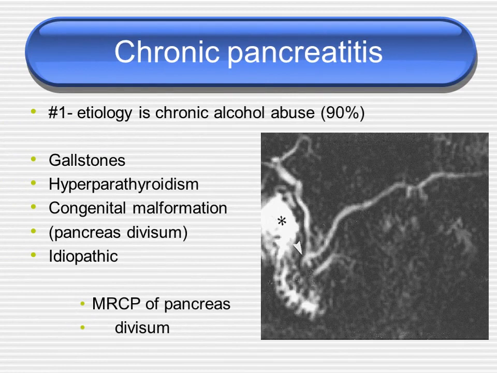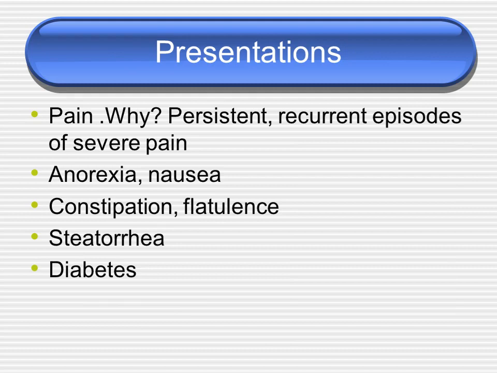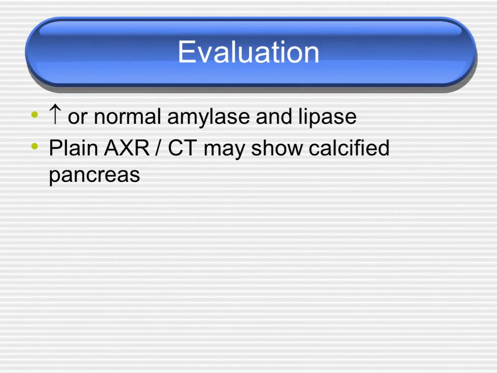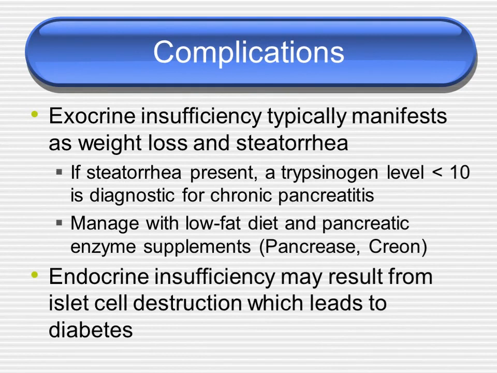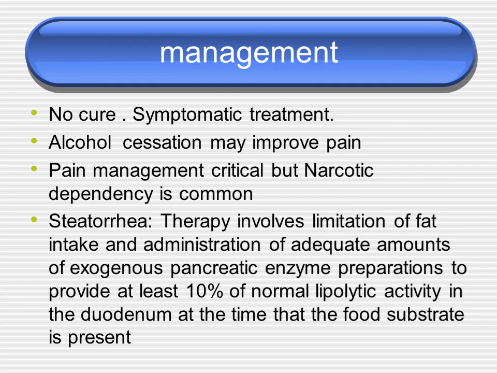They present with persistent recurrent abdominal pain, anorexia, nausea, constipation, fistula, and steatorrhea. Evaluation shows a high level of amylase and lipase, and a plain X-ray and CT show calcification of the pancreas. Complications include exocrine insufficiency. The management is usually conservative; there is no cure, and surgery has a limited role in selected cases.